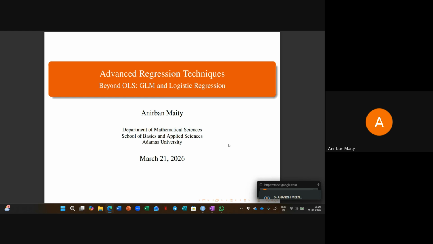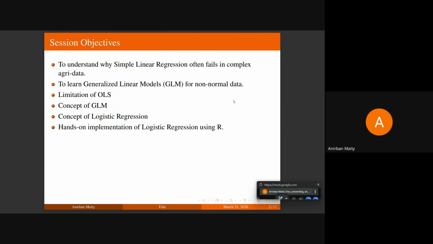So today we will start the advanced regression techniques beyond OLS, meaning GLM and logistic regression. Today's session objective is to understand why simple linear regression often fails in complex agricultural, biological, and other fields' data, and to learn GLM for non-normal data, the limitation of OLS, the concept of GLM, the concept of logistic regression, and a little hands-on implementation of logistic regression using R that you have already seen in your last session.